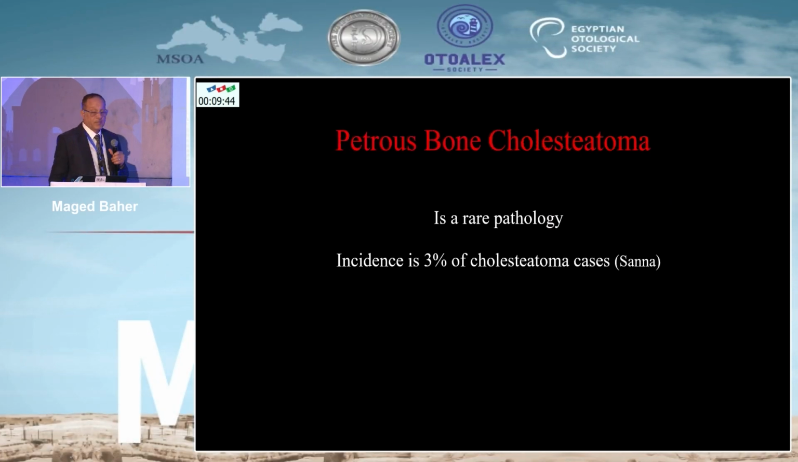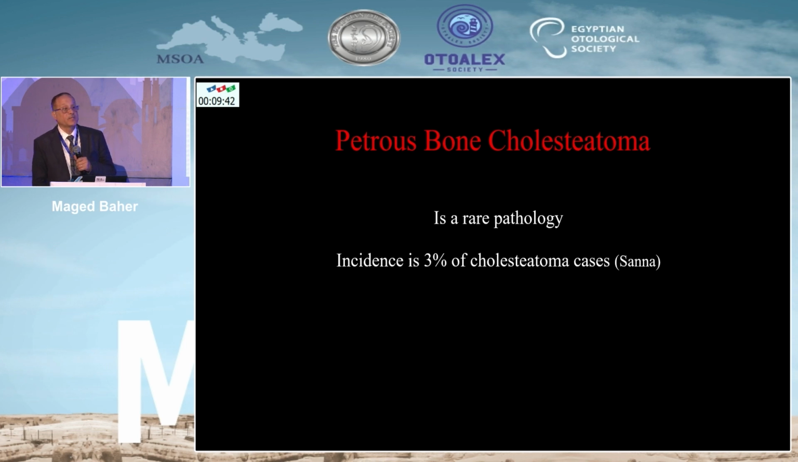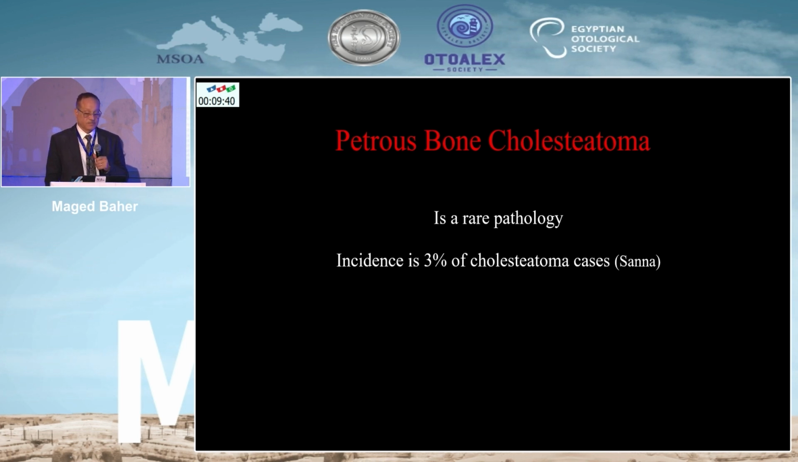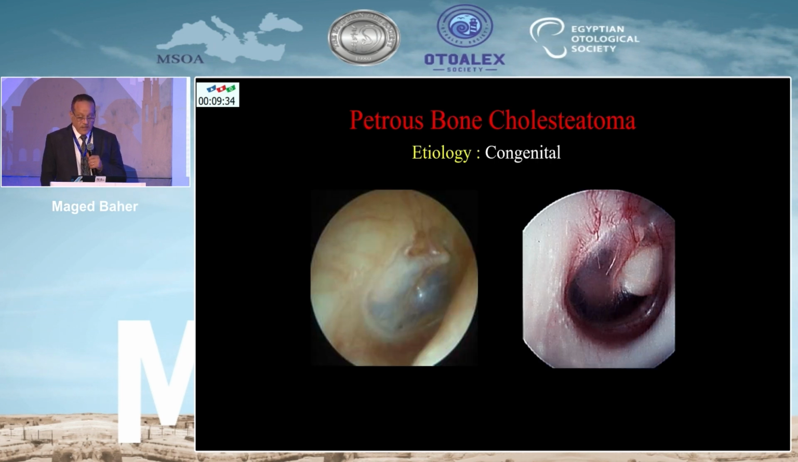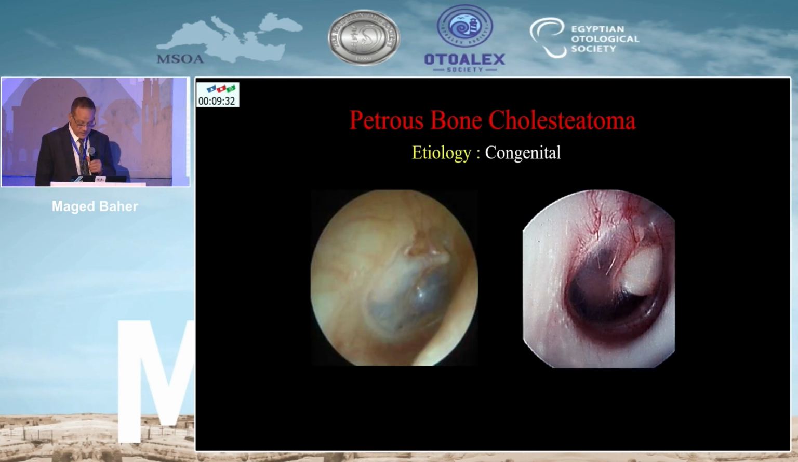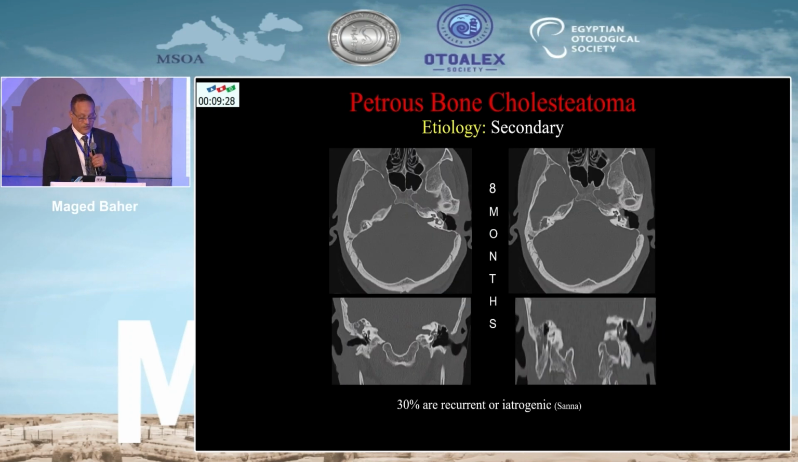As we all know, petrous bone cholesteatoma is a very rare pathology. It accounts for up to 3% of all cholesteatoma cases that we see. Most of them are congenital in nature, but in about 30% they are secondary.